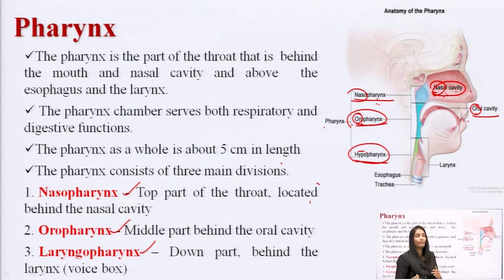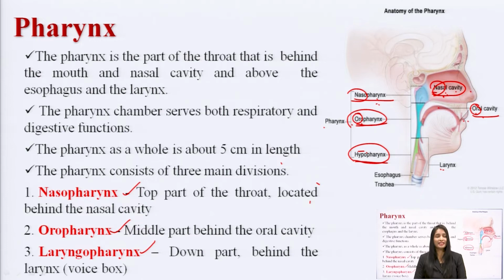It is in the middle part of the pharynx, and the last part is the laryngopharynx, which you can call the hypopharynx as well, which is present behind the larynx. What is the larynx? You can call the larynx the voice box. So, you have to remember nasal cavity, oral cavity and larynx, and these 3 portions of the pharynx are located behind those particular cavities. Okay, so this is about the pharynx.